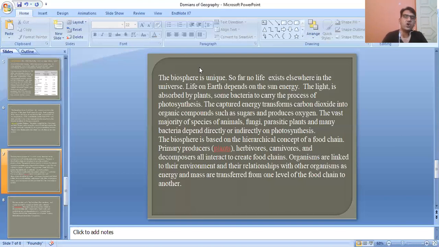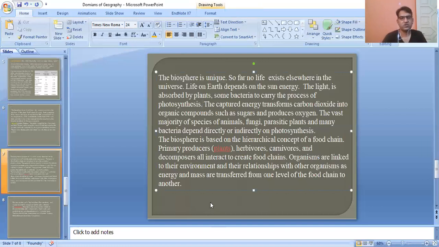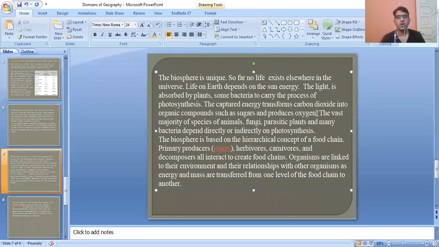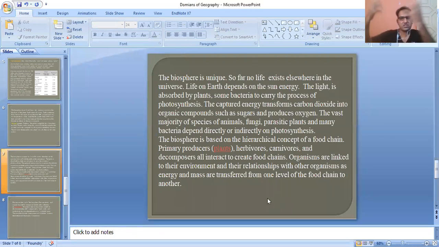The light is absorbed by plants and some bacteria to carry out the process of photosynthesis. When the light comes to the surface of the Earth, the plants present there absorb that light and convert it into glucose, carrying out the process of photosynthesis. Through photosynthesis they get the energy. The captured energy transforms carbon dioxide into organic compounds such as sugars and produces oxygen.